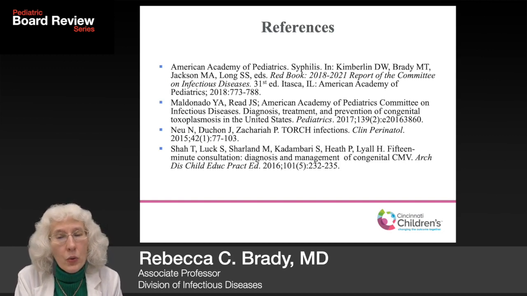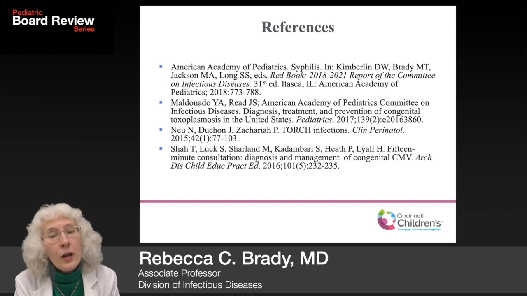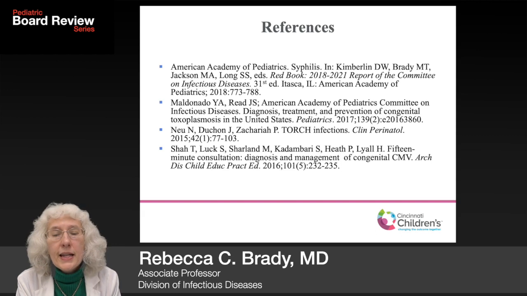And finally, I have some references here. So your American Academy of Pediatrics Red Book has most of the chapters on many of these, including syphilis. There was a guideline published in 2017 for the diagnosis, treatment, and prevention of congenital toxoplasmosis. And then there's some other recent references on there for TORCH infections. And the one that you're going to see probably and have to think about the most is congenital CMV. So I have just a short little 15-minute consultation reference on diagnosis and management of congenital CMV.